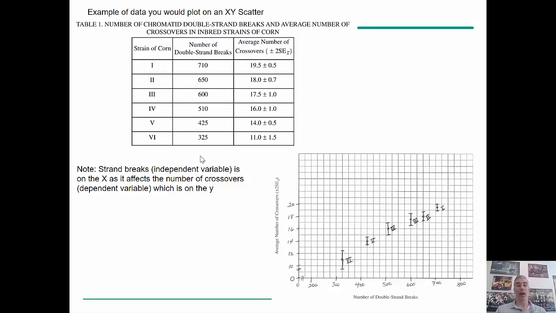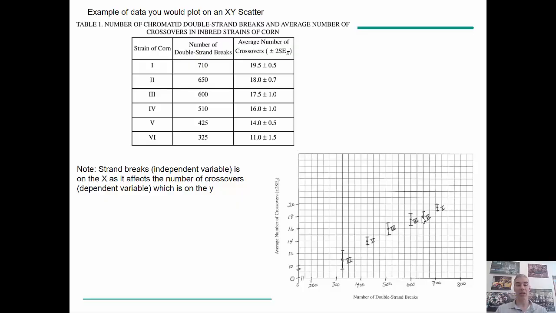They wanted you to graph a graph showing a correlation between the number of strand breaks and the average number of crossovers. So when you did this, you graphed your points. They labeled each individual point here. They had the average number of crossovers that was impacted by the number of strand breaks. Again, you don't know what that data means at this point or even what those processes are. Don't worry about that. We want to see if strand breaks and number of crossovers were related.